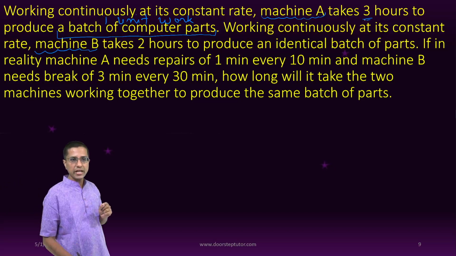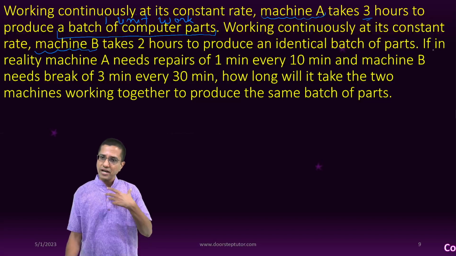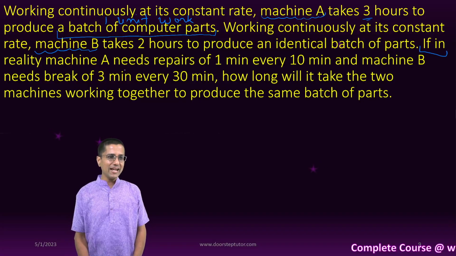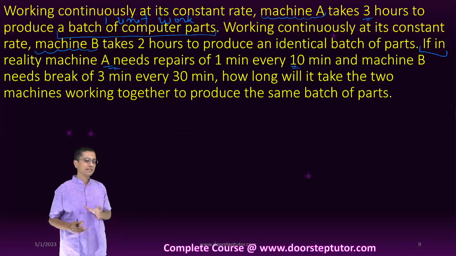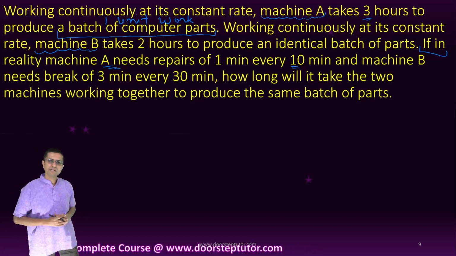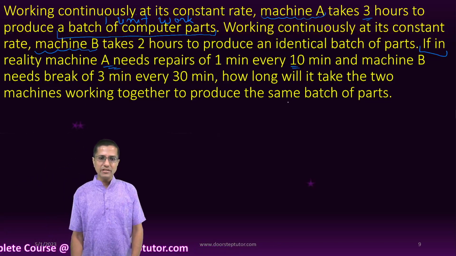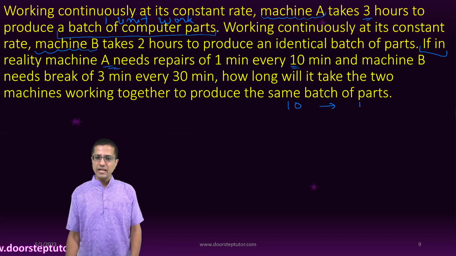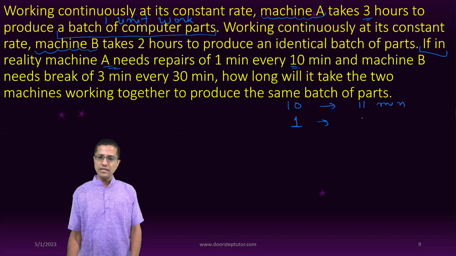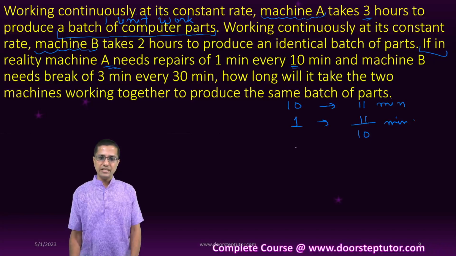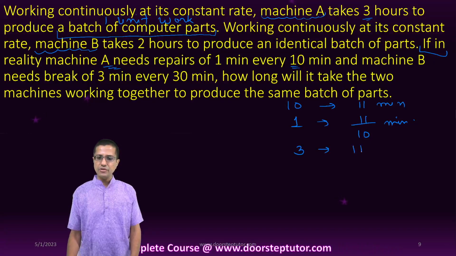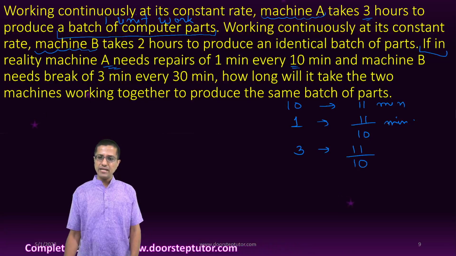but that is not the case. Unfortunately, after I bought the machine, I realized that for every 10 minutes of work that the machine does, it takes 1 minute of repairs, which essentially means that 10 minutes of work is being done in actually 11 minutes. Which means that 1 minute of work is being done in 11 by 10 minutes. So this is our unitary method, and that would mean that this 3 hours of work is actually being done in 11 by 10.